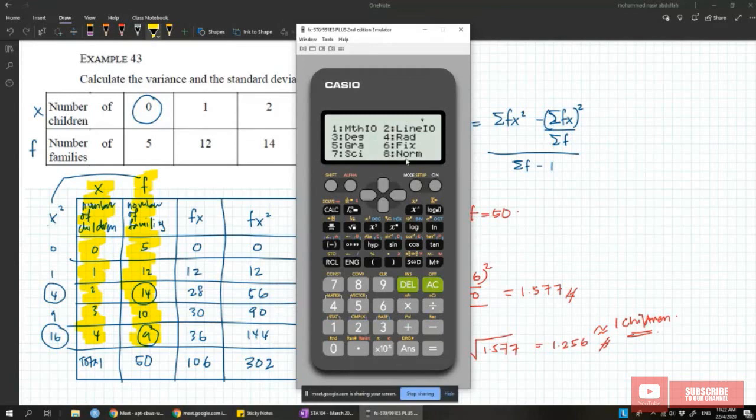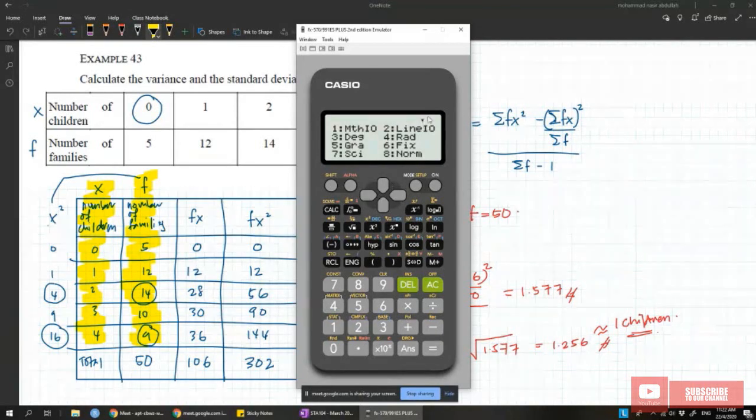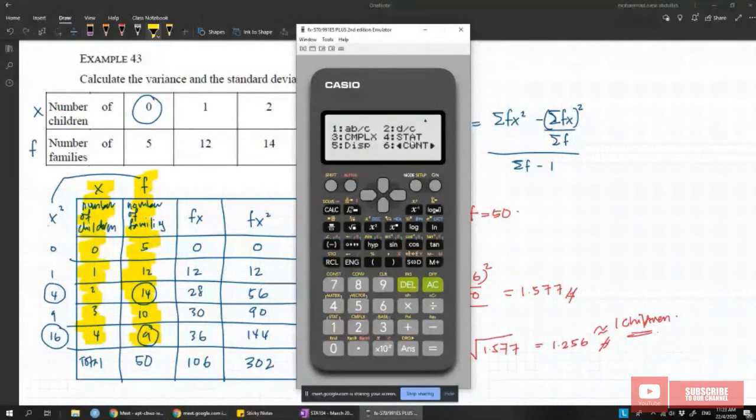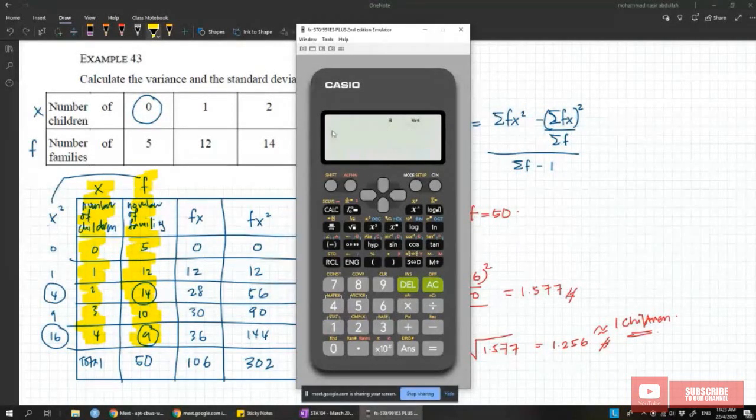So you will see Mat IO, Line IO until Norm. You press, you see at the top it says arrow down, so press down, and then you will see 4 for Start. Or if your calculator is older, the Start may be somewhere else. So just find Start, press 4, and then it will ask whether you want on frequency or off frequency. So you press 1 for on frequency.